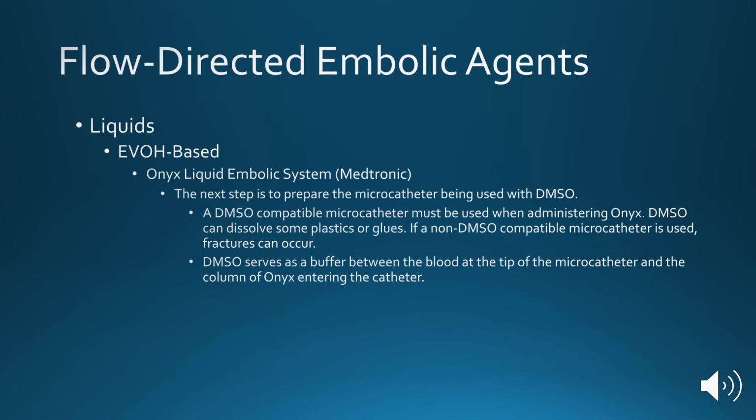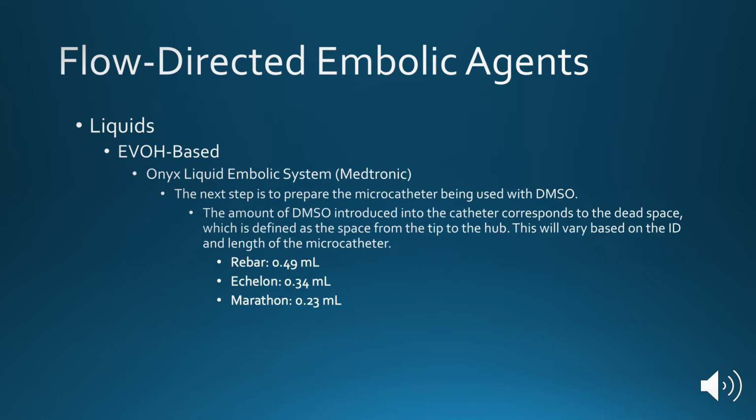DMSO serves as a buffer between the blood at the tip of the microcatheter and the column of Onyx entering the catheter. The amount of DMSO introduced into the catheter corresponds to the dead space, which is defined as the space from the tip of the microcatheter to the hub of the microcatheter, and this will vary based on the inner diameter and the length of the microcatheter, with some examples provided below.